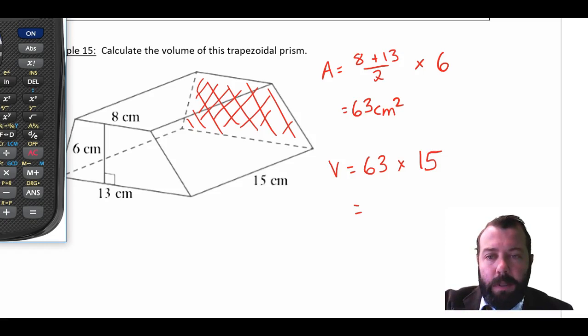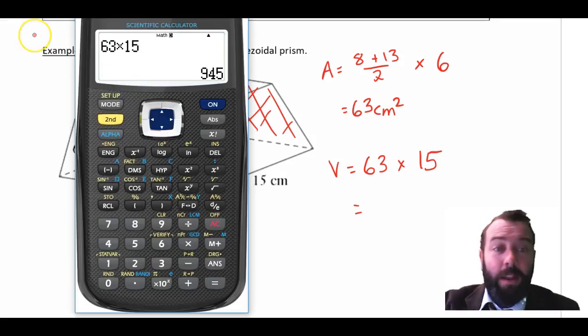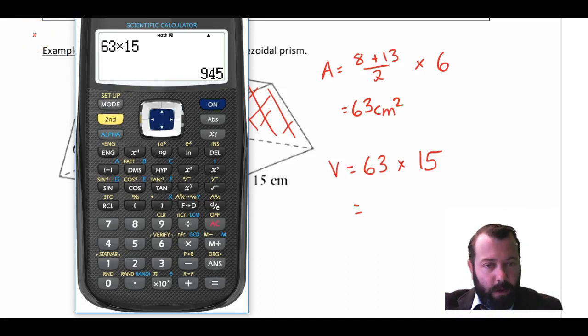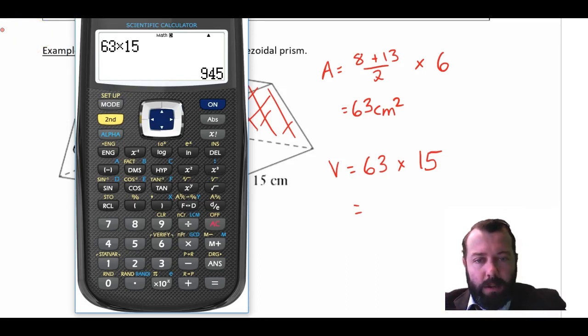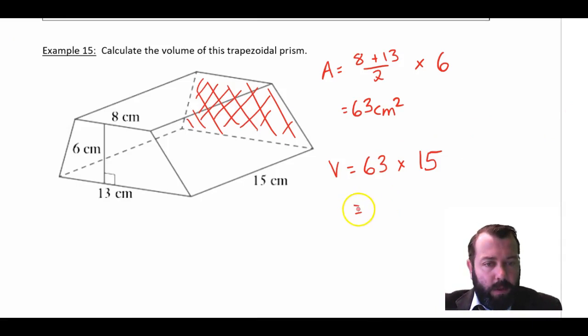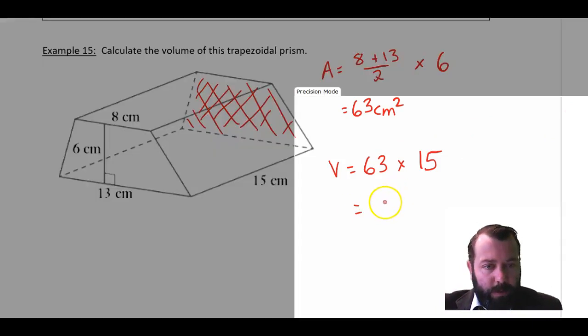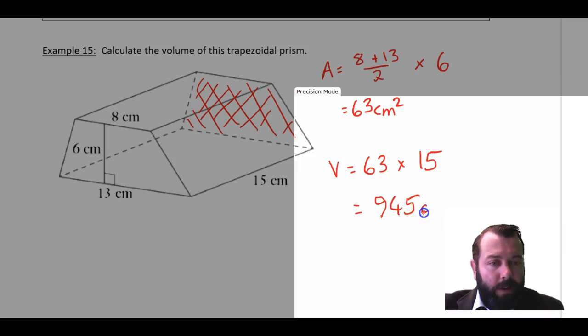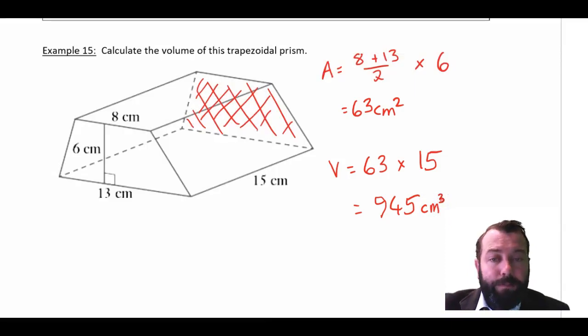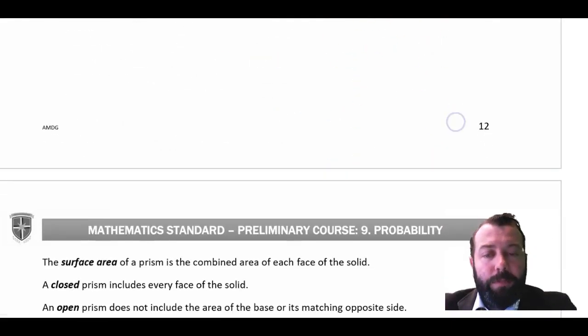Oops. Delete, delete. It is 945. Okay, so we'll write that in. Oops. That's not going to work. Now, here, we'll write that in. Now, this time it's 945. Oh, that's a bit weird. 945 cubic centimetres now, because we have calculated the volume. There we go, the volume of that trapezoidal prism.